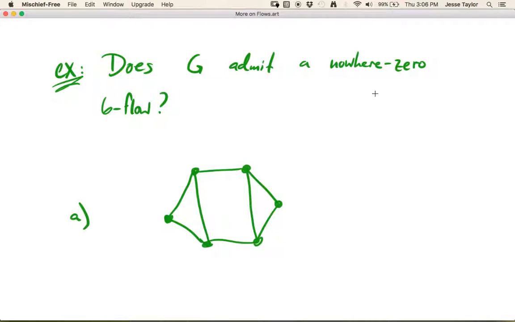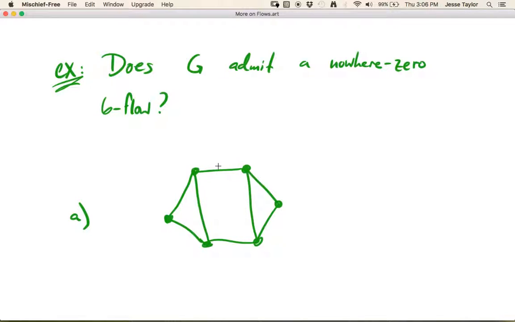Okay, so first of all, nowhere 0, remember that means that none of the edge weights are allowed to have a 0 weight. And 6 flow just means that all our weights, the absolute value is strictly less than 6. So we can have plus or minus 5, plus or minus 4, plus or minus 3, 2, 1. Any of those is fine.